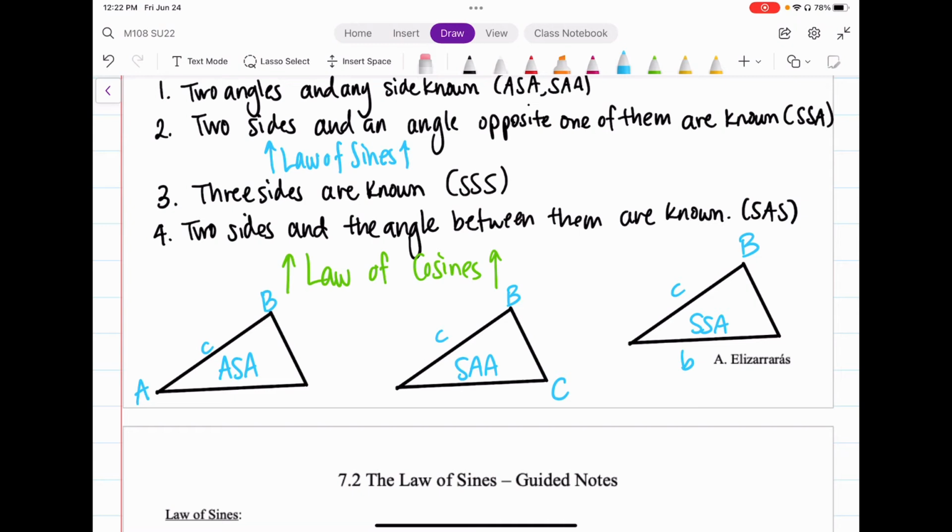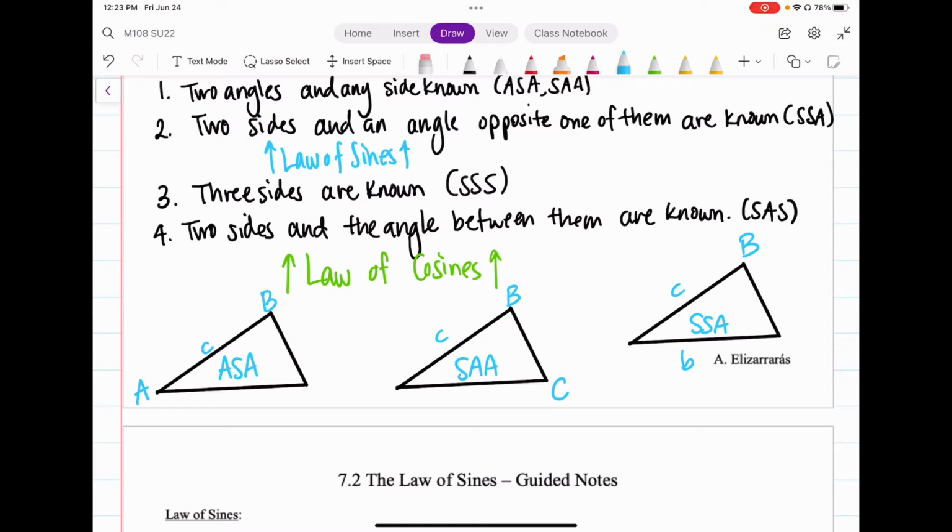The three triangles you see here, these are three oblique triangles with all three acute angles. The first one is angle side angle because you know angles A and B and C is between them. That's the side length C. In the second triangle, you have side angle angle because you have side C and then angle B and angle C. And then the third case, we have side side angle because we have side B, side C, and then angle B. These triangles can be solved using the law of sines.